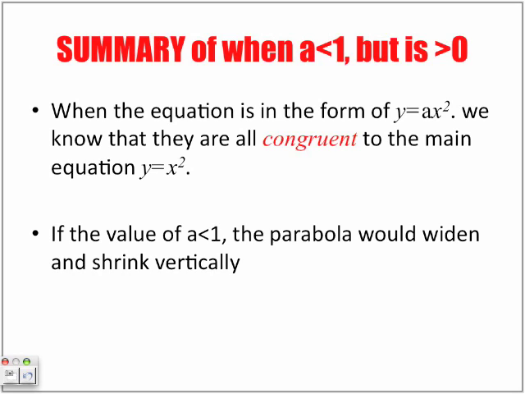So, summary of when a is less than 1 but greater than 0. When the equation is in the form of y is equal to ax squared, we know that they are all congruent to the main equation y is equal to x squared. So we just have to figure out in what way do they translate. So if the value of a is less than 1, the parabola would widen and shrink vertically. So we had our original equation, but if the value of a was less than 1 but greater than 0, the parabola would widen.